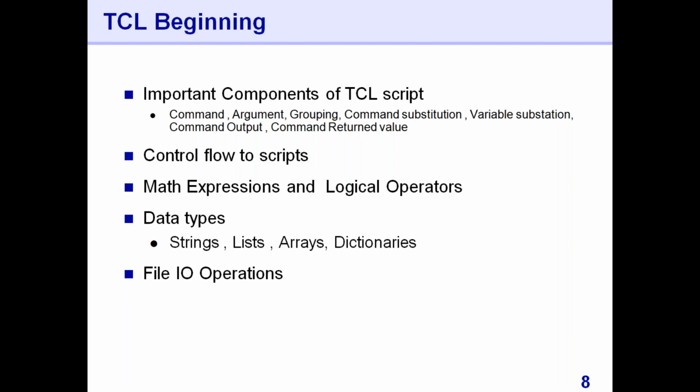The important stuff in the Tcl beginning: the first one is the important components of the Tcl script. There are a lot of components in the Tcl script. We use a lot of terminologies like command, argument grouping, command substitution, variable substitution, command output, command return value. In the regular course we can go into detail on the major components of the Tcl script.